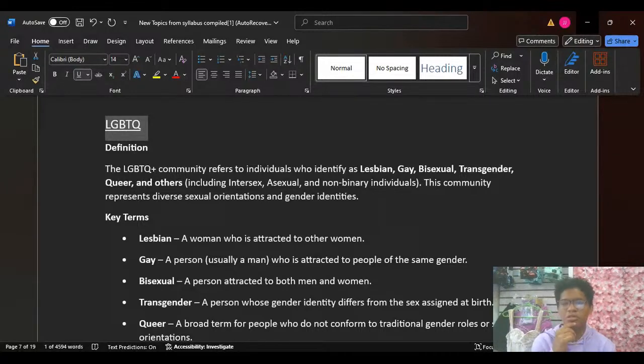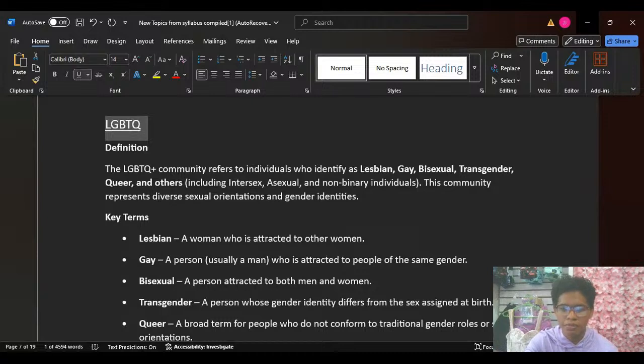Chat, what are y'all thinking about this? I don't like this topic at all. I don't like how we just add the LGBTQ to the actual syllabus. I don't like it, people. What do you guys think about the LGBTQ rights activism being added? I could type in the chat.